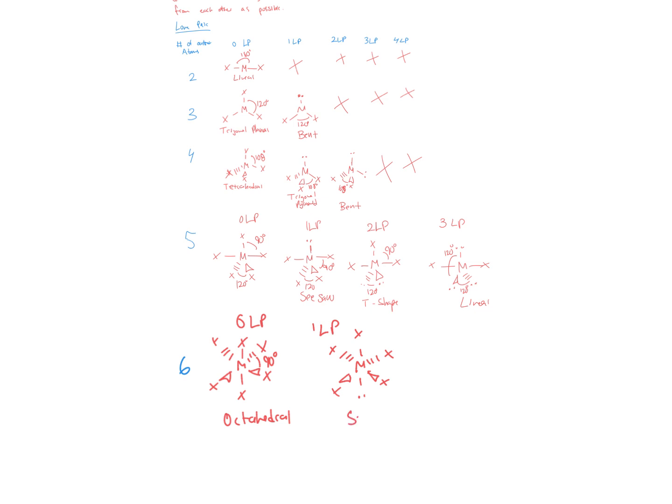And this is a square pyramid. And for all of these, you'll notice that the distance is always 90 degrees because you can't really get any closer or further away than 90 degrees here.